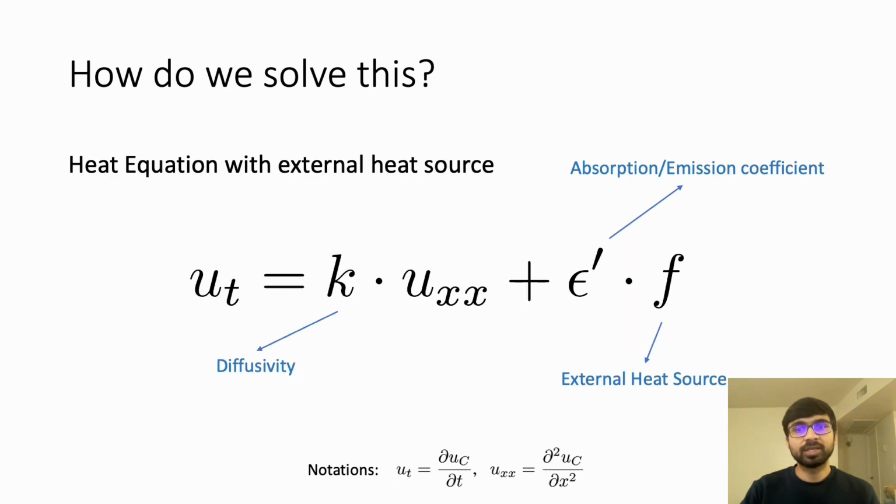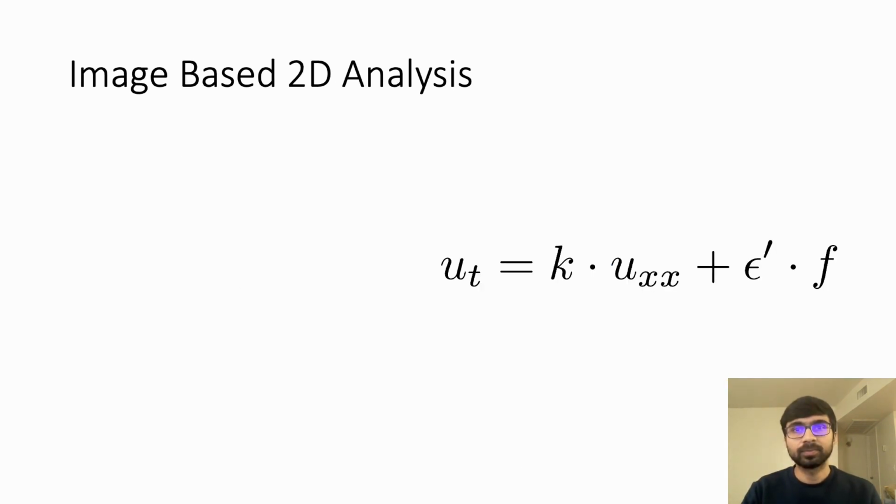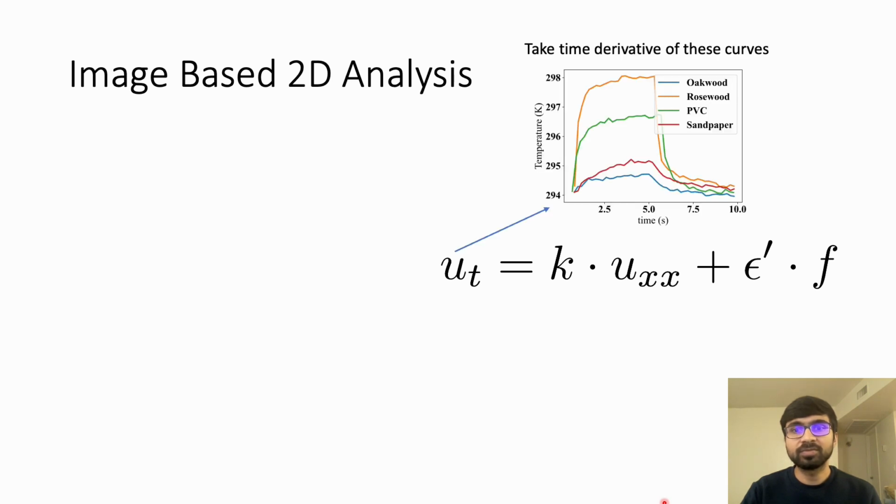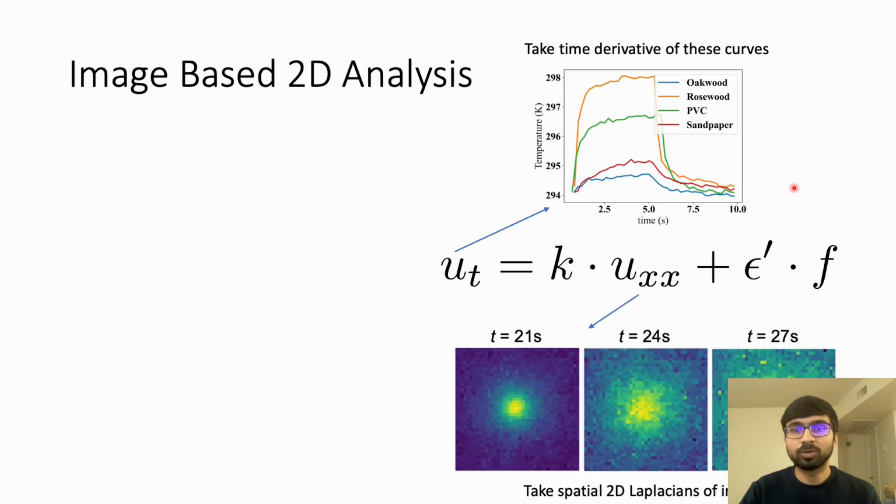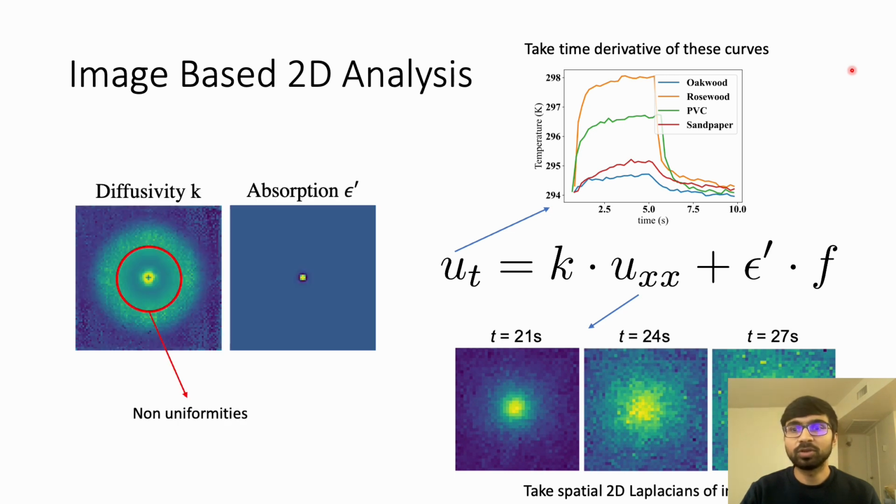We saw earlier that this equation provides us an insight into the thermal properties of materials. But how can we use this equation to recover those properties? A naive image-based approach involves simple curve fitting to obtain K and epsilon prime values. In this, the time derivative is obtained from the temporal transients, whereas the Laplacian term is obtained from the thermal images. This approach often does not work as it incorrectly gives non-uniformities for even uniform materials.